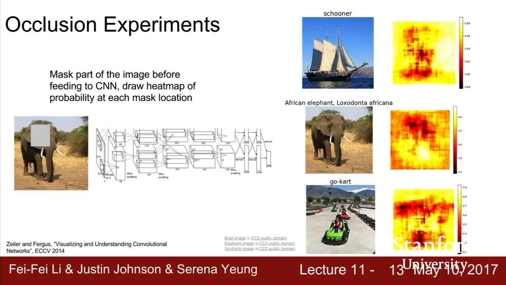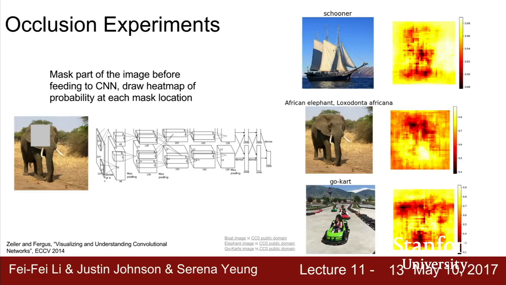And then draw a heat map showing what the predicted probability output from the network was as a function of which part of the input image we occluded. The idea is that if blocking out some part of the image causes the network score to change drastically, then probably that part of the input image was really important for the classification decision.